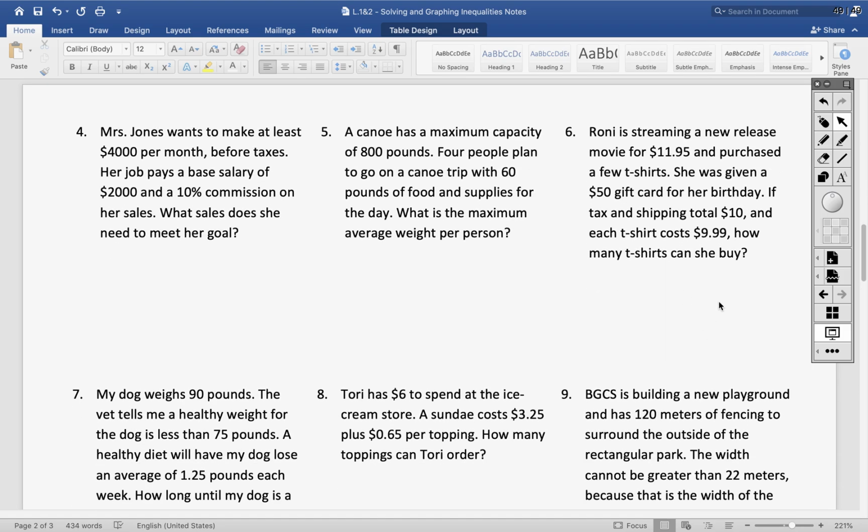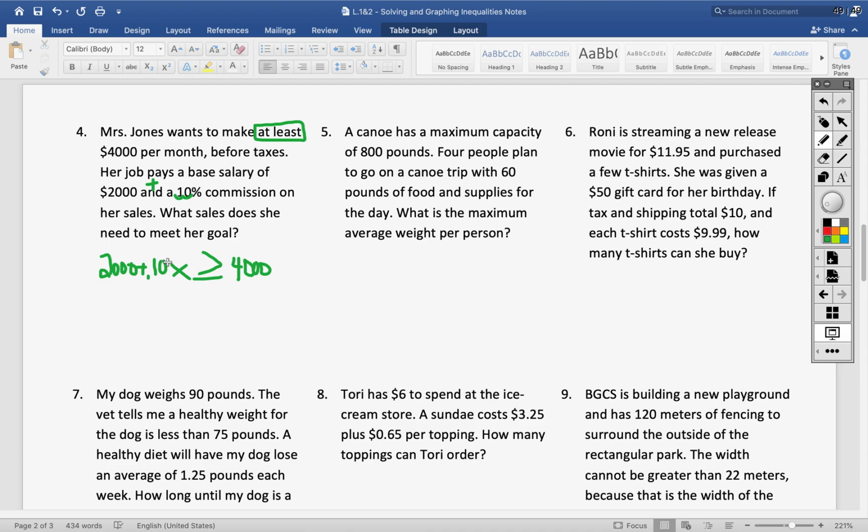Okay, Mrs. Jones wants to make at least $4,000 a month before taxes. That means whatever she makes needs to be greater than or equal to 4,000. Her job pays a base salary of $2,000, and the word "and" is a plus sign, a 10% commission. So when we talk about a percentage, we need to move the decimal 2 places to the left. I jokingly call that the booty cheek-it. So it is 0.10x.